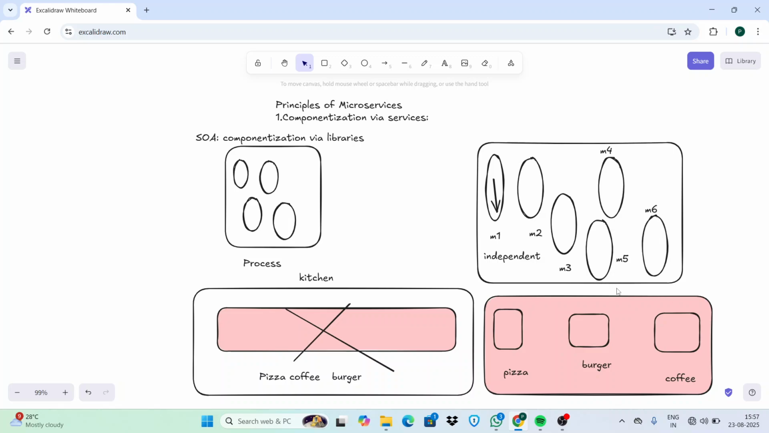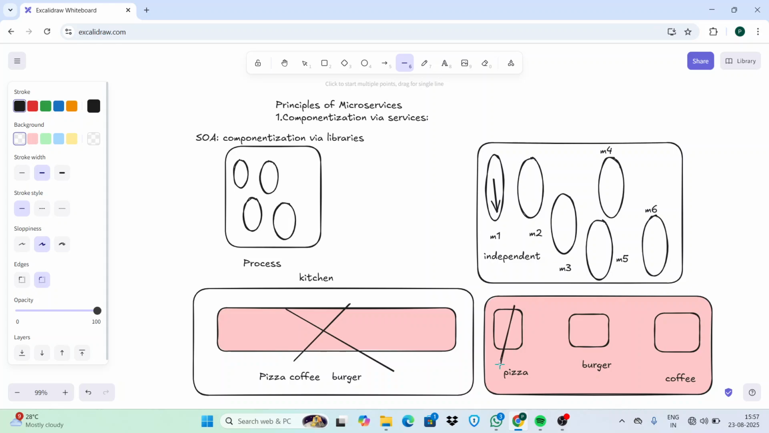Okay, this is a food court. Each stall is separate. Pizza stall is separate, burger stall is separate, coffee stall is separate, with its own kitchens. So if the pizza stall closes, the others will still work. We can also upgrade this coffee stall without affecting the burger and pizza stall.